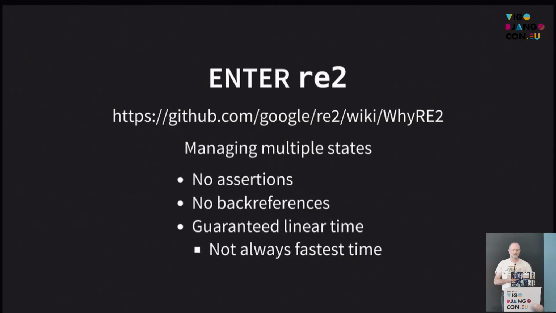Well, a few years ago, Google introduced a library called Re2, which implements regexes with the strategy of holding several states in parallel. That means that it doesn't support assertions. It does support groups, but not back references. And it has guaranteed linear time. It's not always the fastest, but it's never catastrophic. And I've heard that it's being considered for inclusion in Django itself.